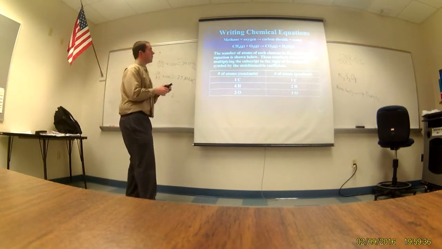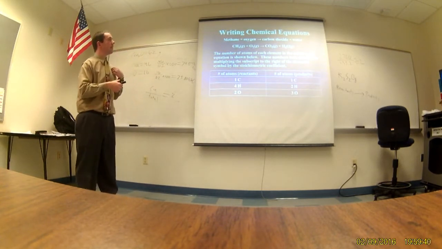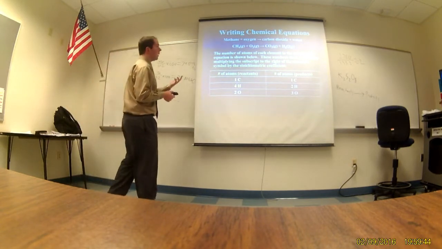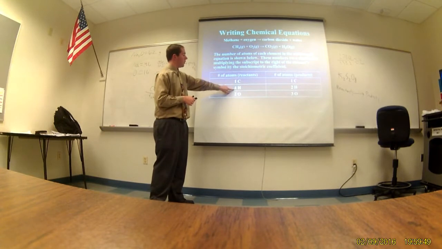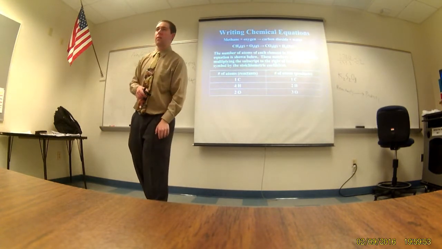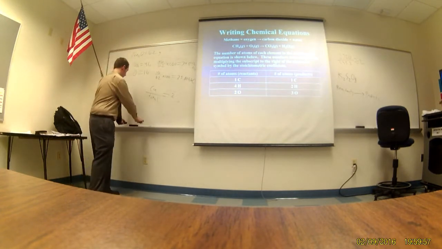Here's another reaction. This is the burning of methane, which is natural gas. So we're burning natural gas to get carbon dioxide and water. If we add up how many of each thing we have, 1 carbon in the reactants, 4 hydrogens, 2 oxygens, and then it is not balanced on the right. So we're going to have to balance this.